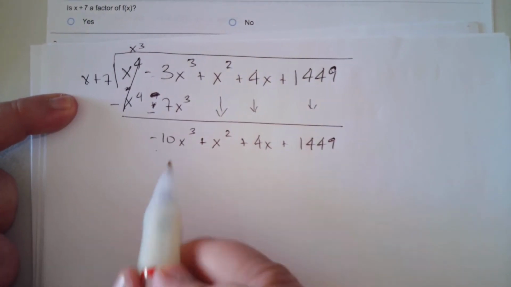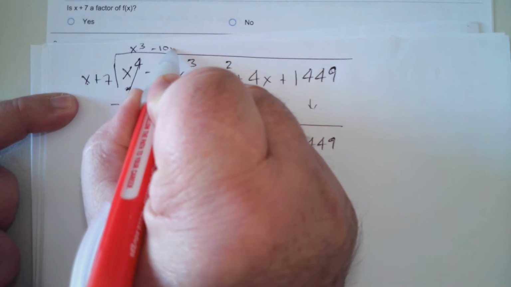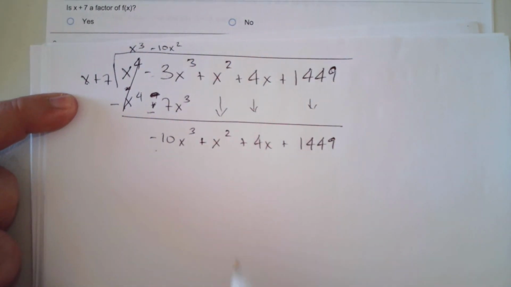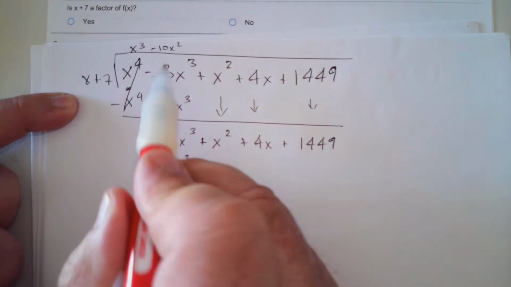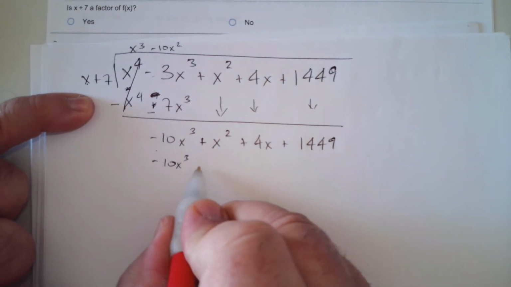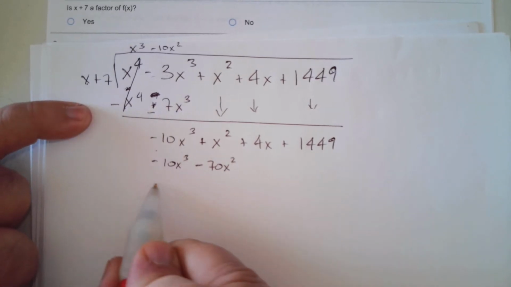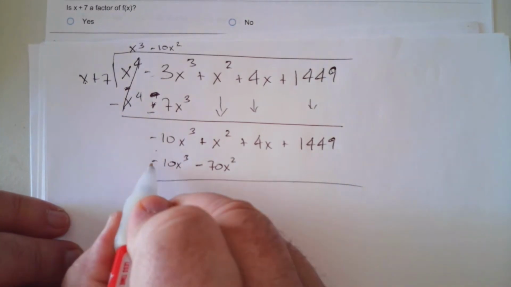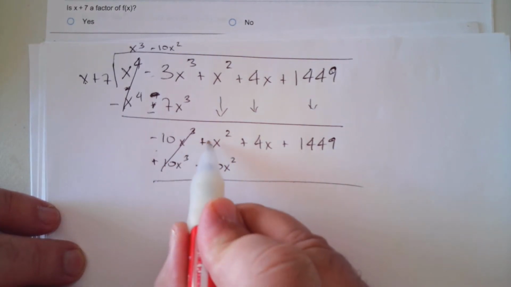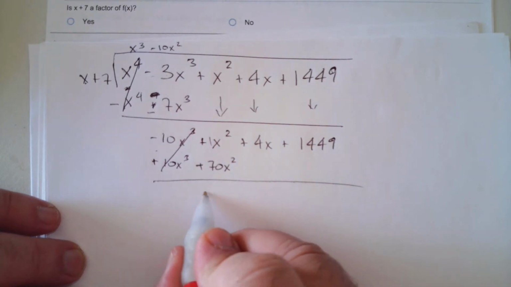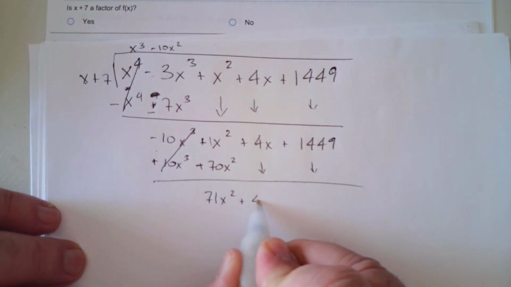What times x gives me negative 10x cubed? I need 2 more x's and a negative 10. So negative 10x squared times x is negative 10x cubed. Negative 10x squared times 7 is negative 70x squared. Change the signs and add. Those cancel. 70 plus 1 is 71x squared. Bring down everything else.